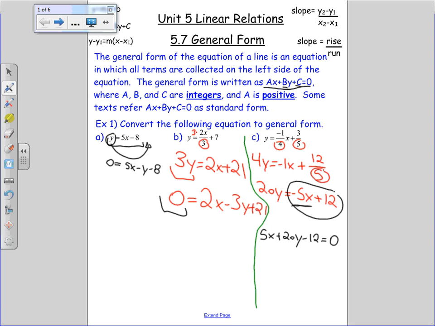Matthew. You get the same answer. Yep, you'll get the same answer. And if you recognize that the lowest common multiple was 20 and multiplied everything by 20, you get the same answer.